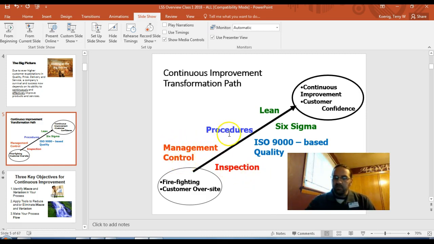And then maybe get a little further up the ladder and you write some procedures, some standard operating procedures. Maybe you become ISO certified, another huge recommendation for competing in a global marketplace. And then hopefully beyond that, you adopt some Lean Six Sigma principles and you're really focused on continuous improvement and customer confidence.